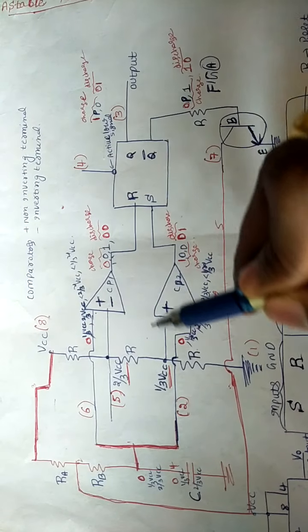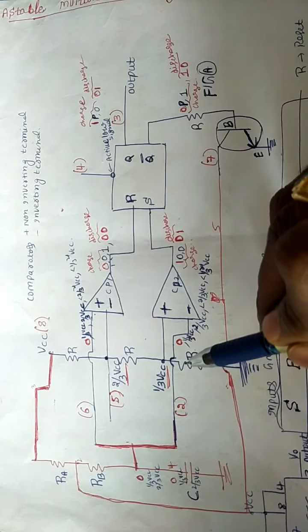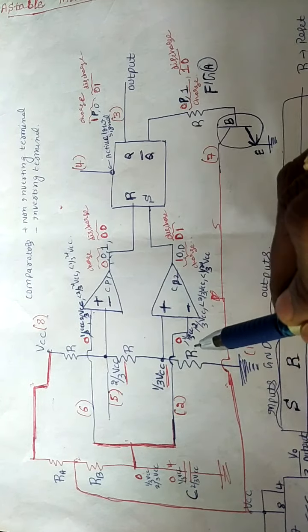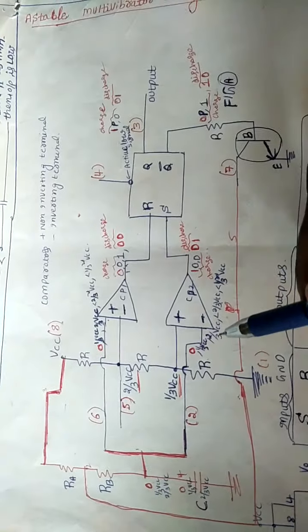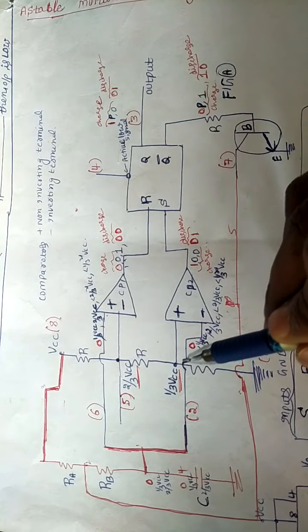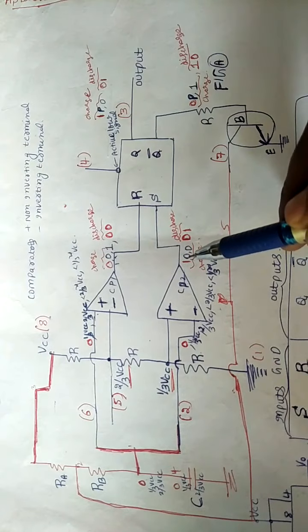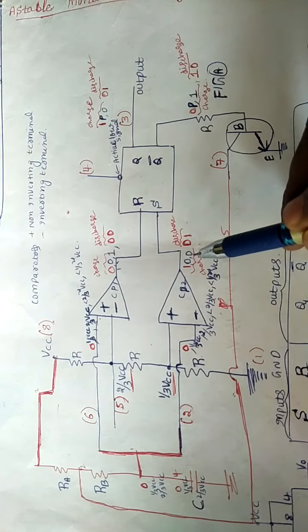Second case. If you come to here, 1/3 VCC, you have here 1/3 VCC. Okay, so here what will happen? This is slightly greater than this one. Therefore inverting is greater than non-inverting. Therefore the output is 0.